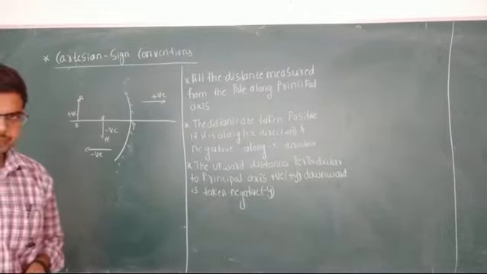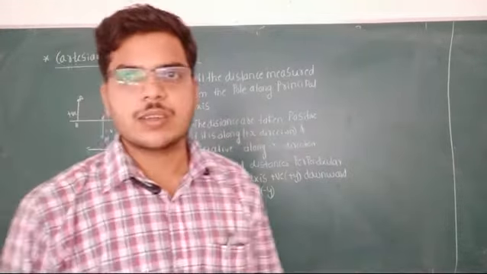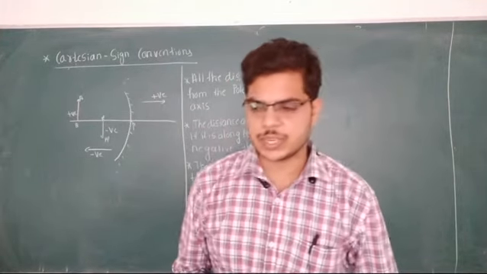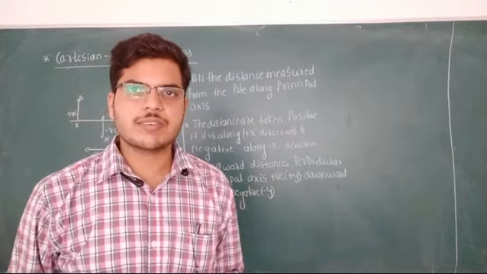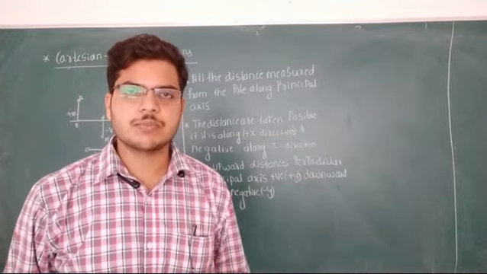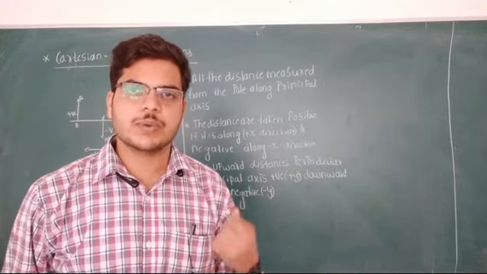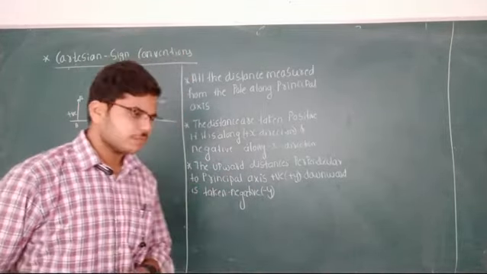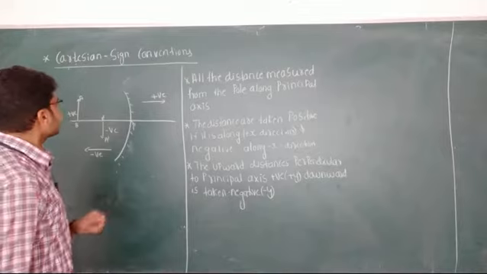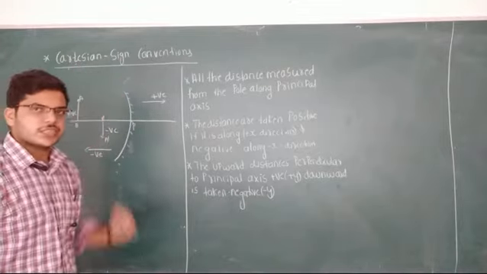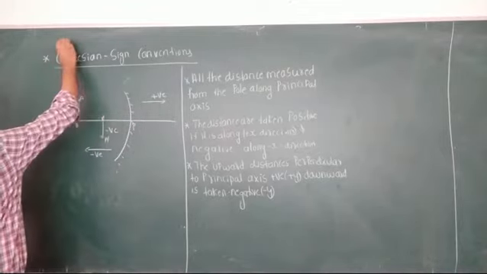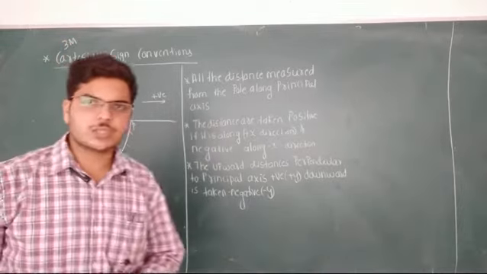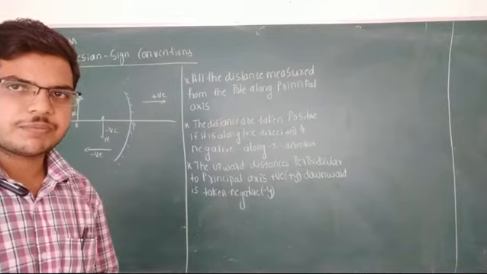Good morning, students. In the last class, we discussed the terminologies in the spherical mirror: radius of curvature, center of curvature, focal length, principal focus. These are the terminologies. Now, we will discuss the Cartesian sign convention. This is a 3 mark very important question in the examination.